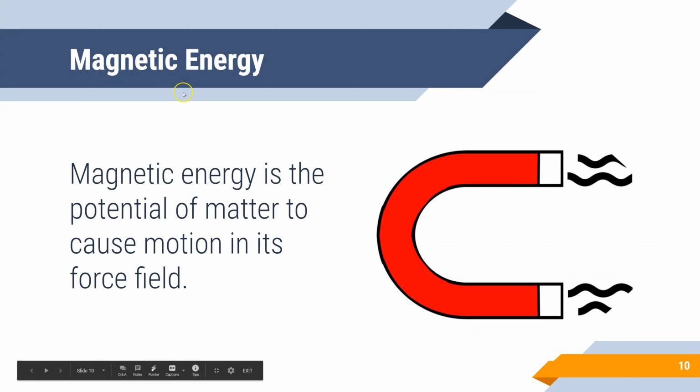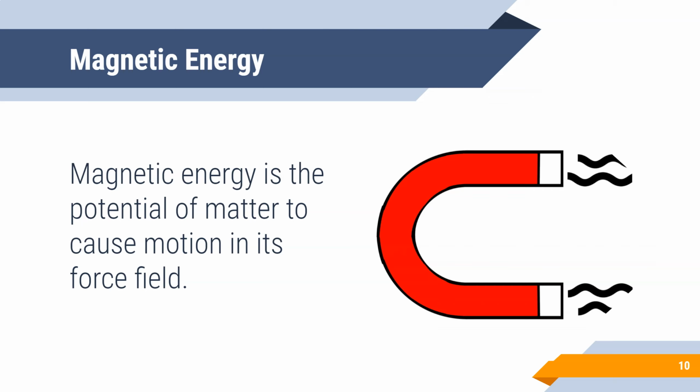But what about magnetic energy? Remember in the beginning of the year we did magnetism? Well, magnetic energy is the potential of matter to cause motion in its force field. In other words, we know that magnets can cause motion of different objects within the magnetic field, right? And so we know that magnets are detectors of iron, right? So irons basically will stick to magnets.